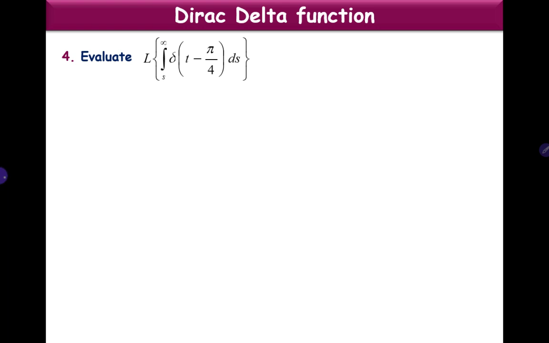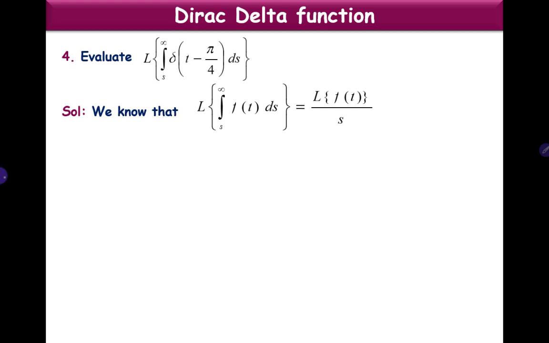Here is another one. Evaluate Laplace transform of integral s to infinity delta of t minus pi by 4 ds. So here is Laplace transform of integral. What is Laplace transform of integral s to infinity f of t ds? It is Laplace transform of f of t by s. One should remember the properties of Laplace transform to immediately apply for the given function. So here we use this property. In place of f of t, we have delta of t minus pi by 4.